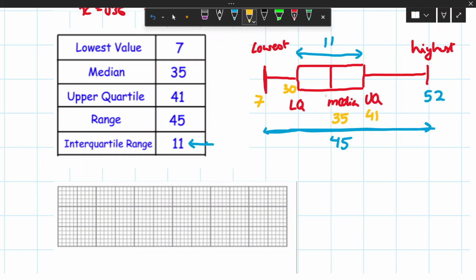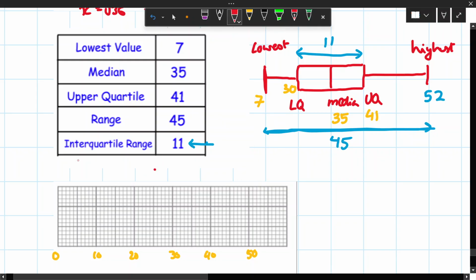So I think I have all the 5 numbers now. I think I can draw a box plot. So I'm going to assume this is 0, 10, 20, 30, 40, and 50. It's good to mark them if your graph doesn't have any values. It's better you mark them so that we have a consensus on where we're drawing this.